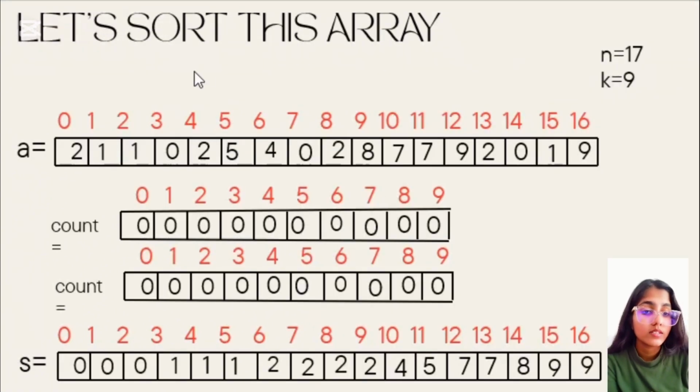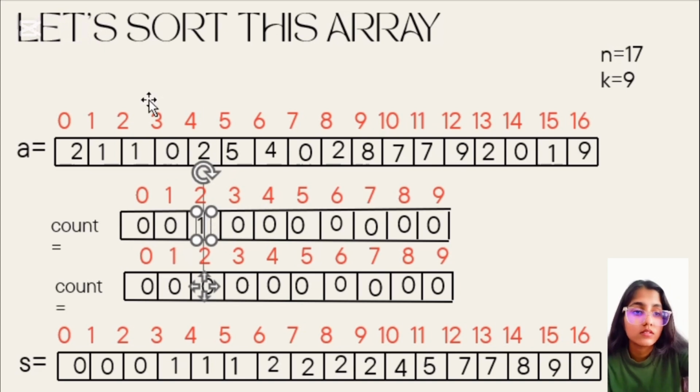Let's start sorting this array. This is the array that we have, and it ranges from 0 to 9. So the k value is 9. The number of elements in this array is 17, so n equals 17. This is the initial count array that I used here. So let's continue completing this count array. The 0th index contains 2 here. So in the count array, update the count of 2 as 1.